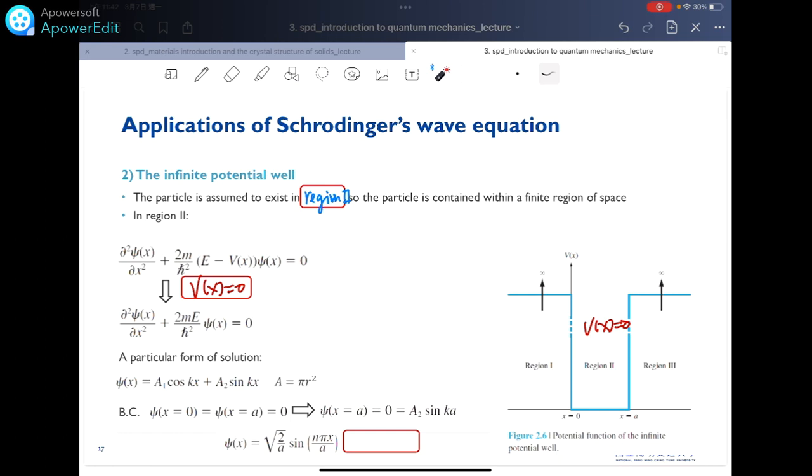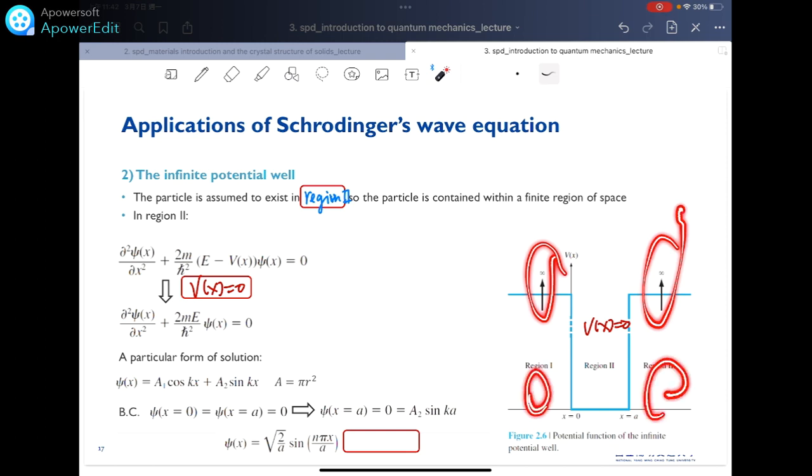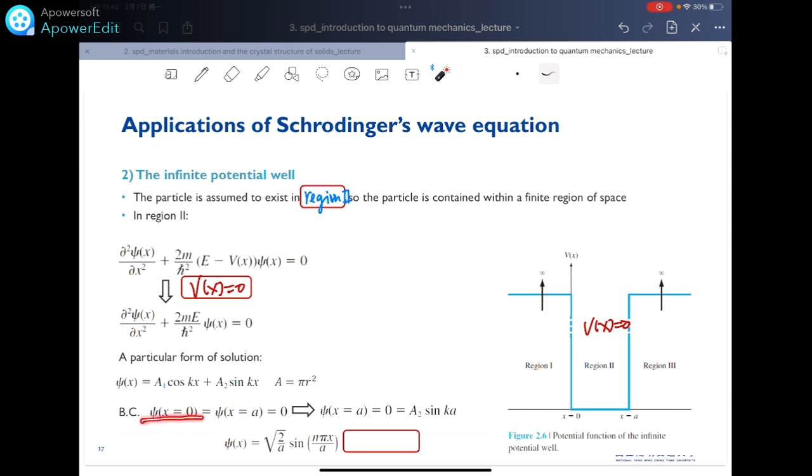But the most important thing is the boundary condition. Since this is infinite, the wave function outside this region must be equal to 0. So phi at x equal to 0, and phi at x equal to a, must be equal to 0. The boundary condition also makes sense, right? Because this is infinite, this one is equal to 0 and this one is equal to 0. And therefore, we can solve this equation and get the result here.